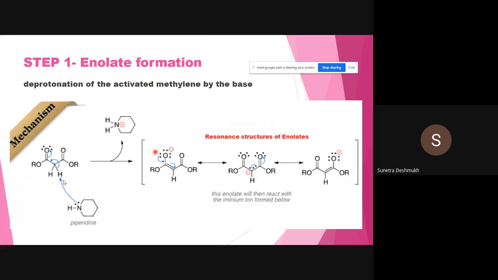So the first step, as we know, is an acid-base reaction. This activated methylene compound acts as an acid because it has acidic hydrogen atoms, and piperidine, which is the catalyst, acts as a base because nitrogen has a lone pair. So this lone pair abstracts a proton and that generates the carbanion. In this way, we get the carbanion over here. Here is the structure of the carbanion I have given, and this carbanion is resonance stabilized, and it can transform into two different types of enolate.